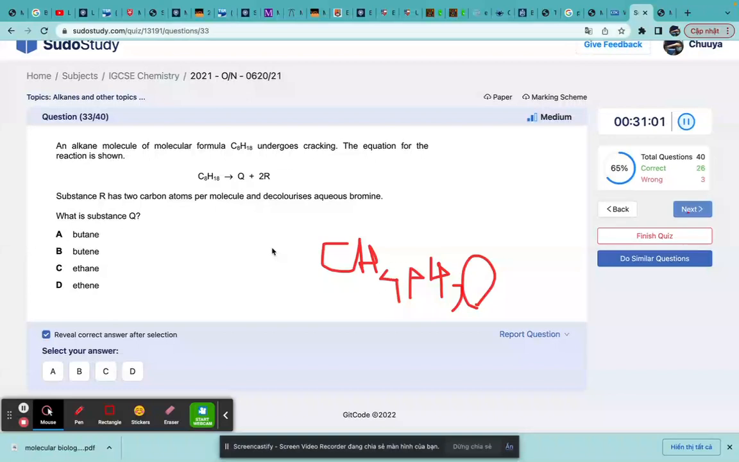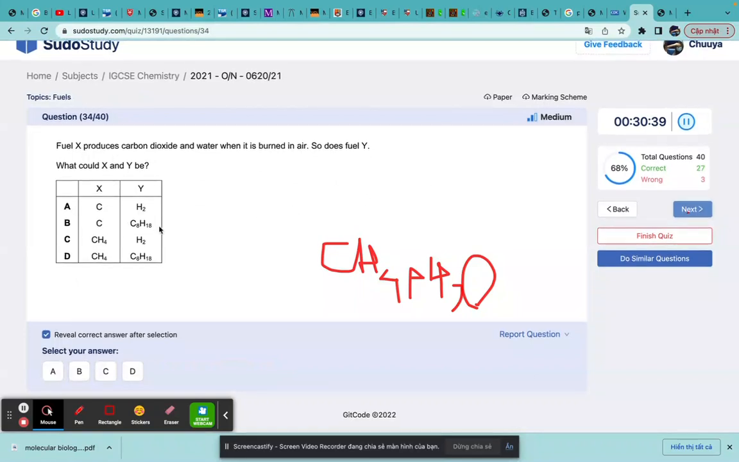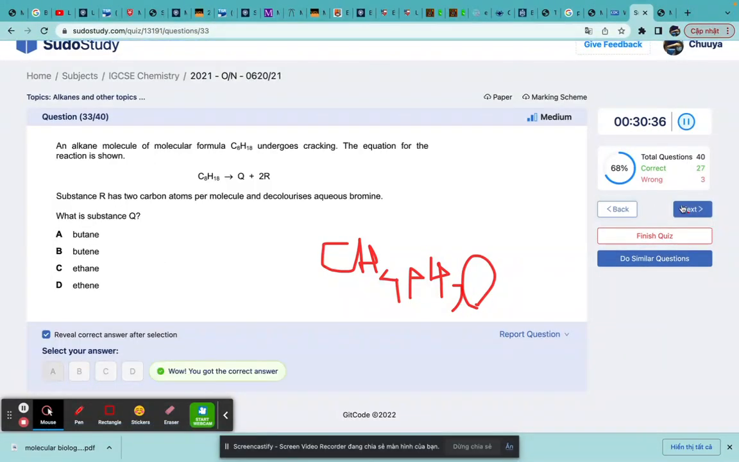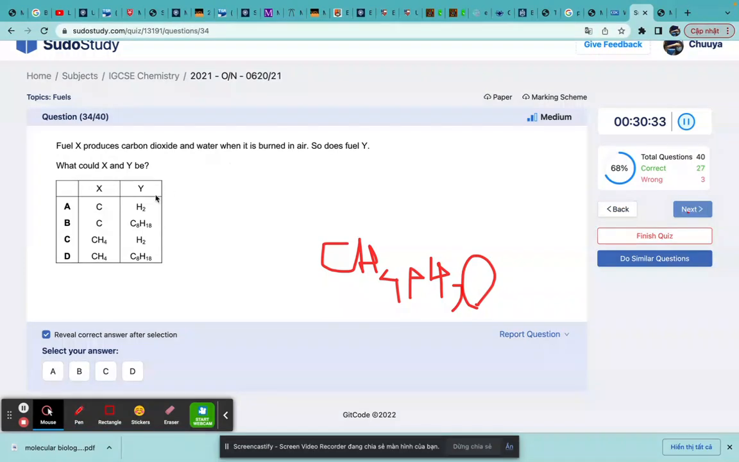What is substance Q? Okay. 2, if it's 2 carbon, then 8 minus 2 would be a 6. 6, it decolorized aqueous. Okay, that'd be butane then. Next. Did we miss a question? Okay, no. What could reduce sodas fuel Y? What could X and Y be? The same thing.